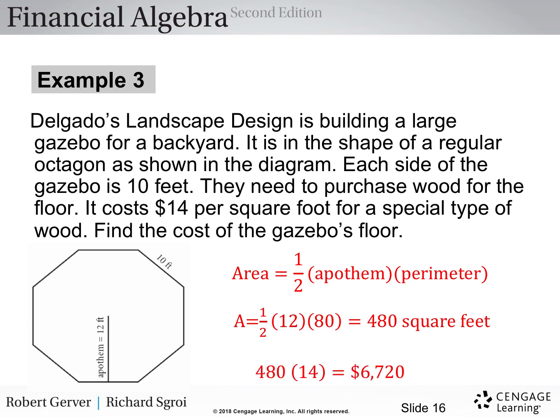And again, since we're trying to find the cost, we know it costs $14 per square foot. So we say the area, which is 480 times 14, comes out to be $6,720 for the floor.